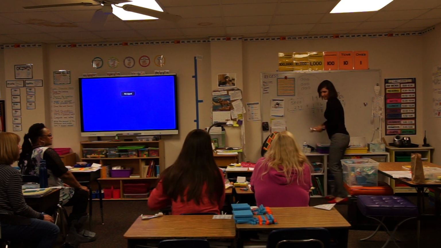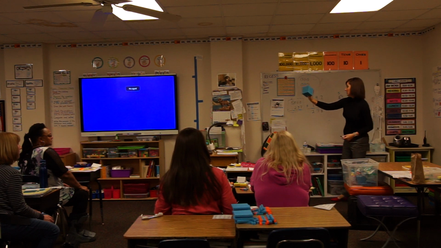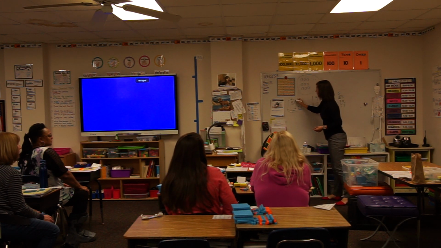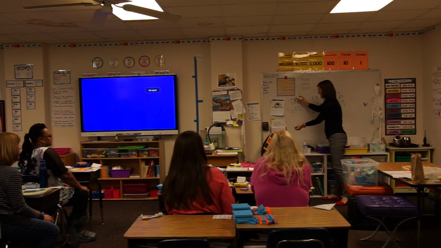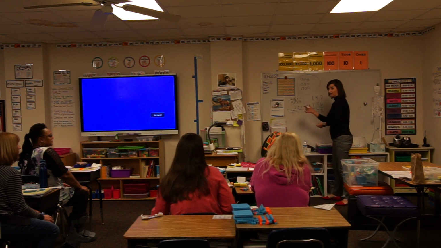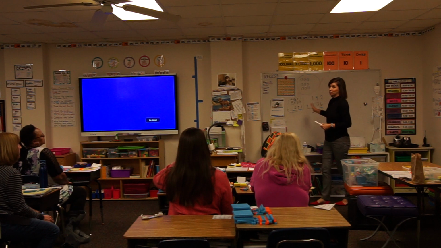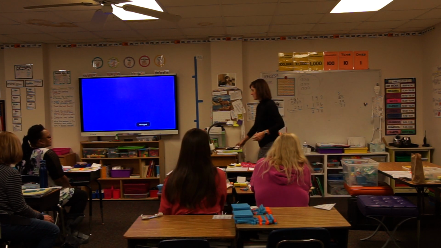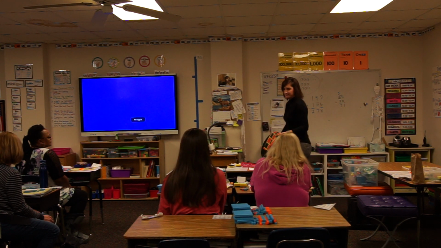And I'm going to take my 1,000, and they actually do make 1,000. You take 1,000 and you trade it in for 10 100s. And then you take one of those 100s and trade it in for 10 10s. And then you take one of those 10s and trade it in for 10 1s. And now I know why I do all of that. So if they're struggling with the algorithms, take them back to this place value math. Any questions?